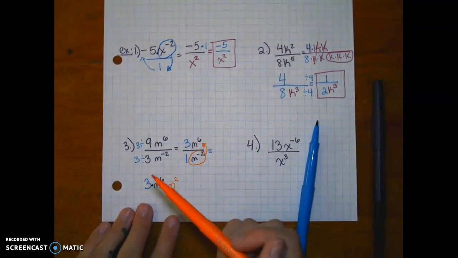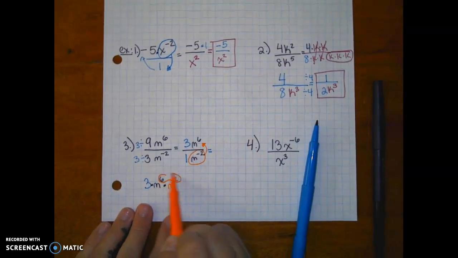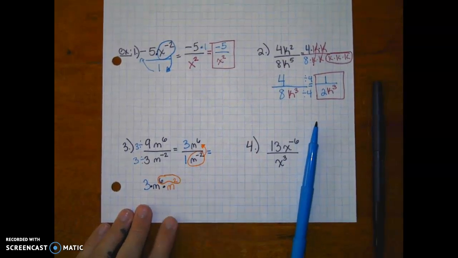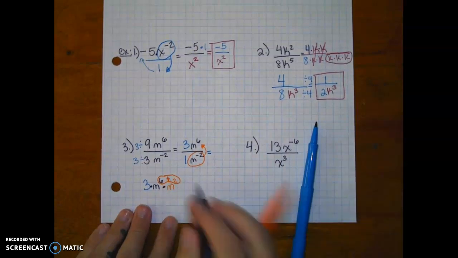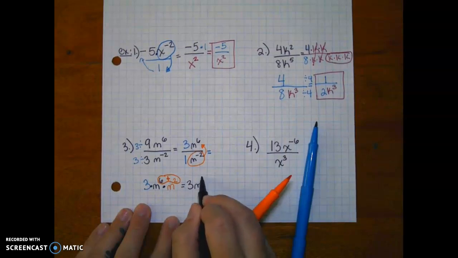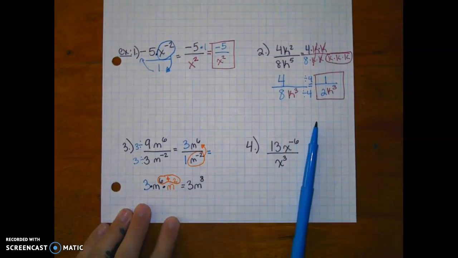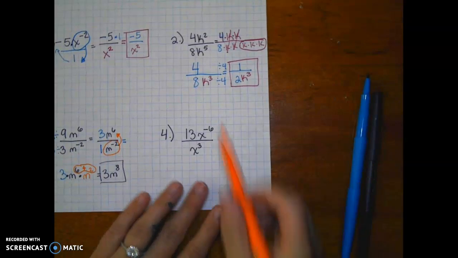Now I can combine my like terms, right? I have 6 m's here and 2 m's there. If you remember what the rule was, I had to add them together. So now I have 3m to the power of 8. Perfect. Now moving on to this one right here.